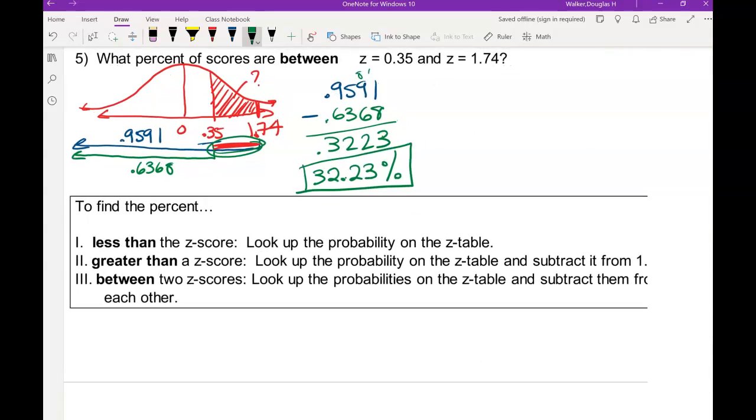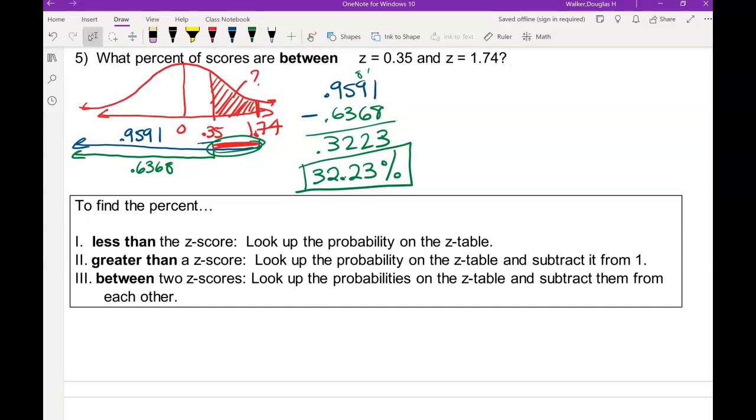Make sure you go to the packet and look up the problems and practice these using the z-table, because next time we're going to combine finding z-scores with using this z-table to find answers to questions. So if it's a less than problem, you just look that number up on the table and you're all done. If you're looking for a probability or a percent that's greater than a number, you look that up on the table, but then you have to subtract that number from 1 to get the greater than.